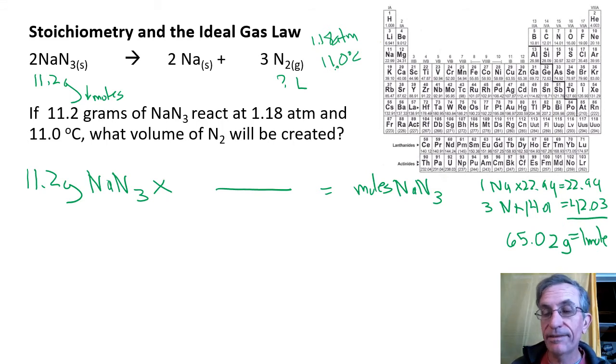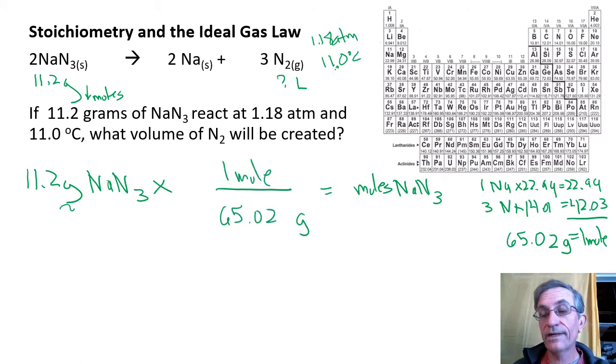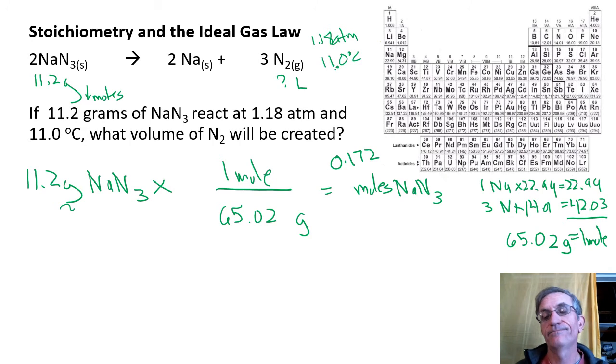I've got to go from grams to moles. Looking at my units, grams are here. Put grams on the bottom. 65 goes on the bottom. The 1 mole goes on top. So if you work it out, we started with 0.172 moles of this compound. All right, moving on.